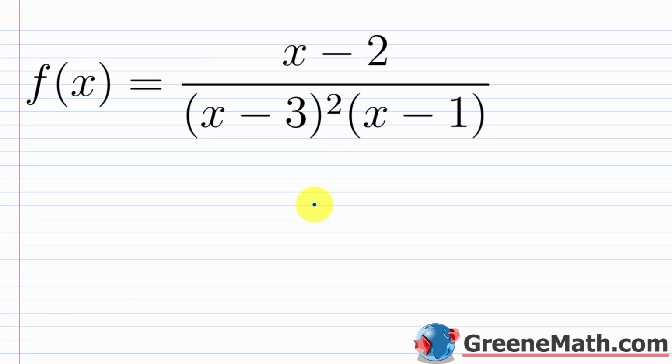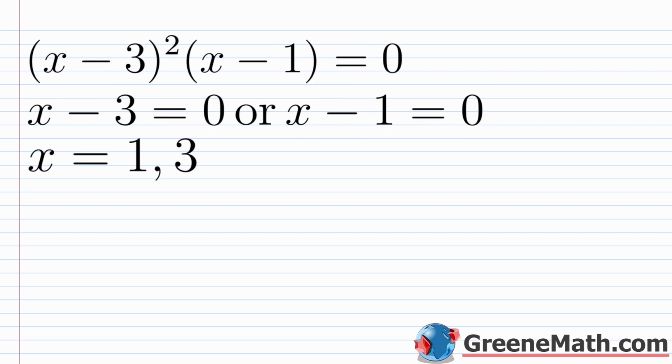All right, let's look at one more. So now we have f of x is equal to x minus 2 over x minus 3 quantity squared times x minus 1. So for the vertical asymptotes, you take your x minus 3 quantity squared times x minus 1, and you set that equal to 0. And you could just do x minus 3 equals 0. So the solution there is x equals 3. Or x minus 1 equals 0. The solution there is x equals 1.